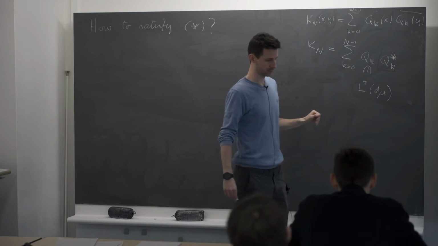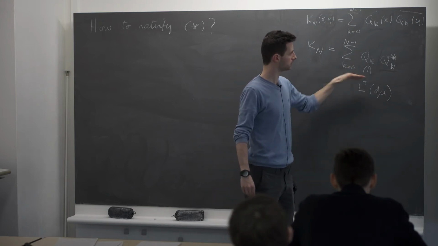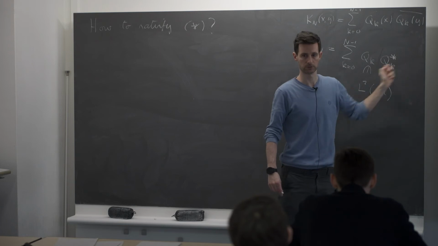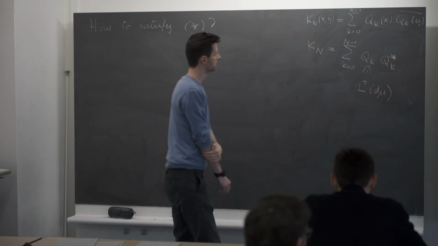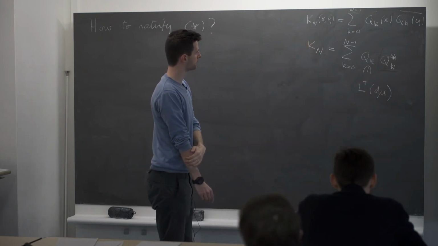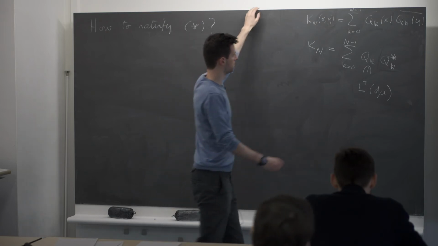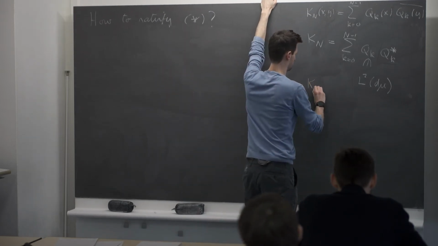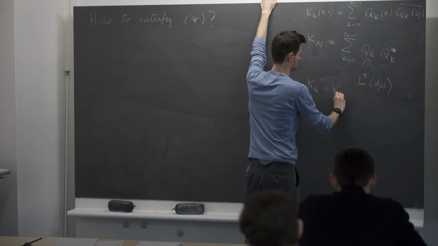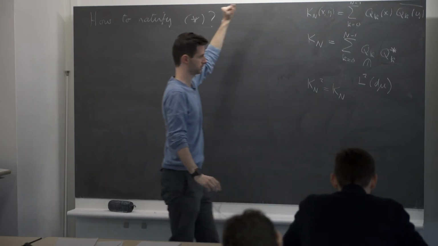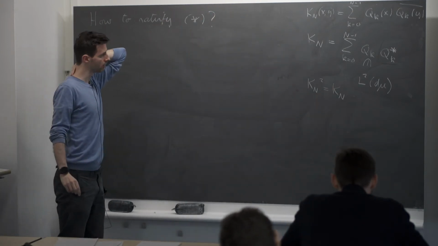Or if you want, in the language of linear algebra, this would be a column vector, and this would be the row vector with the complex conjugate entries. And we want this to satisfy this projection condition. How can we ensure that?